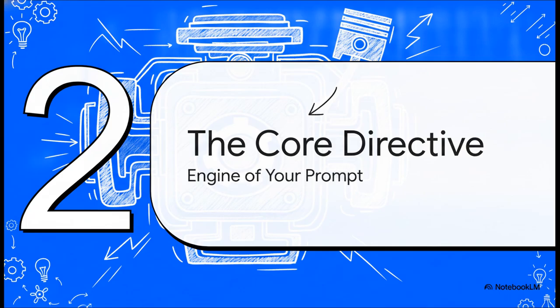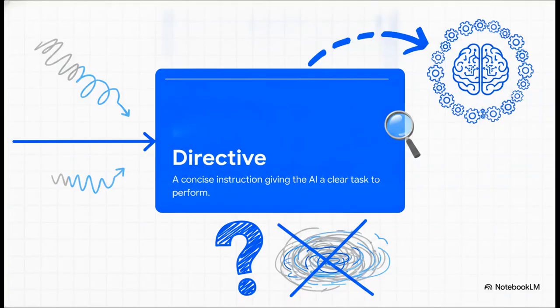Section 2. The core directive, the engine of your prompt. Let's look at the very first and most crucial part of our dissection. So what exactly is a directive? Well, it's the main concise instruction or question that gives the AI a clear task to perform. Think of it as the engine. Without it, the AI is completely directionless. It'll just wander off, provide fluff, or give you a generalized summary that you can't really use for anything. Everything else in your prompt supports the directive, but the directive itself is the actual task you need done.